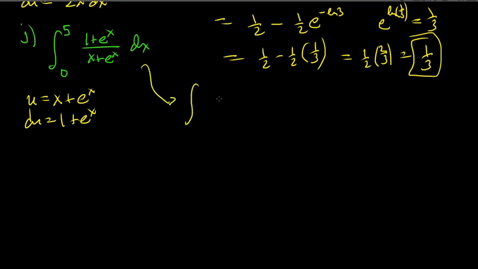So this is going to be the integral of du over u. And what are the limits? So 1 plus e to the 0 is 2. And then this is going to be 1 plus e to the 5, whatever that is, right? So you just get natural log of absolute value of u and evaluate it between these two limits of integration.